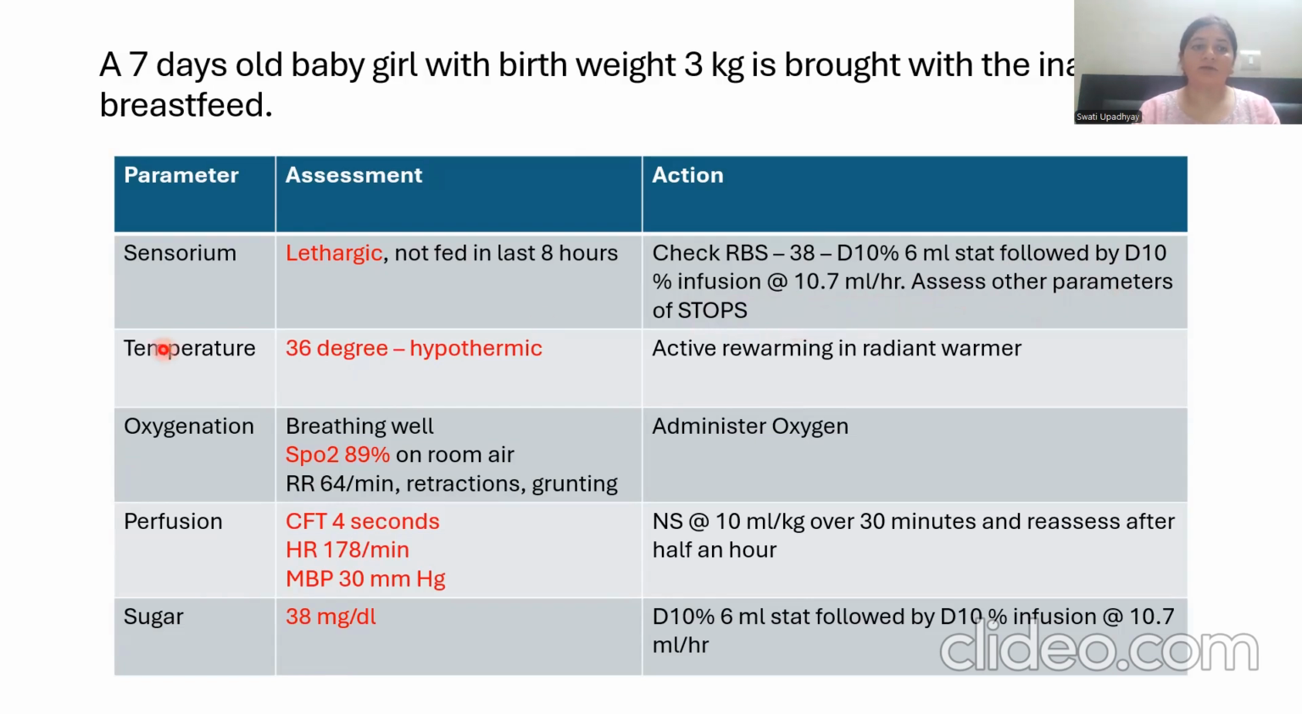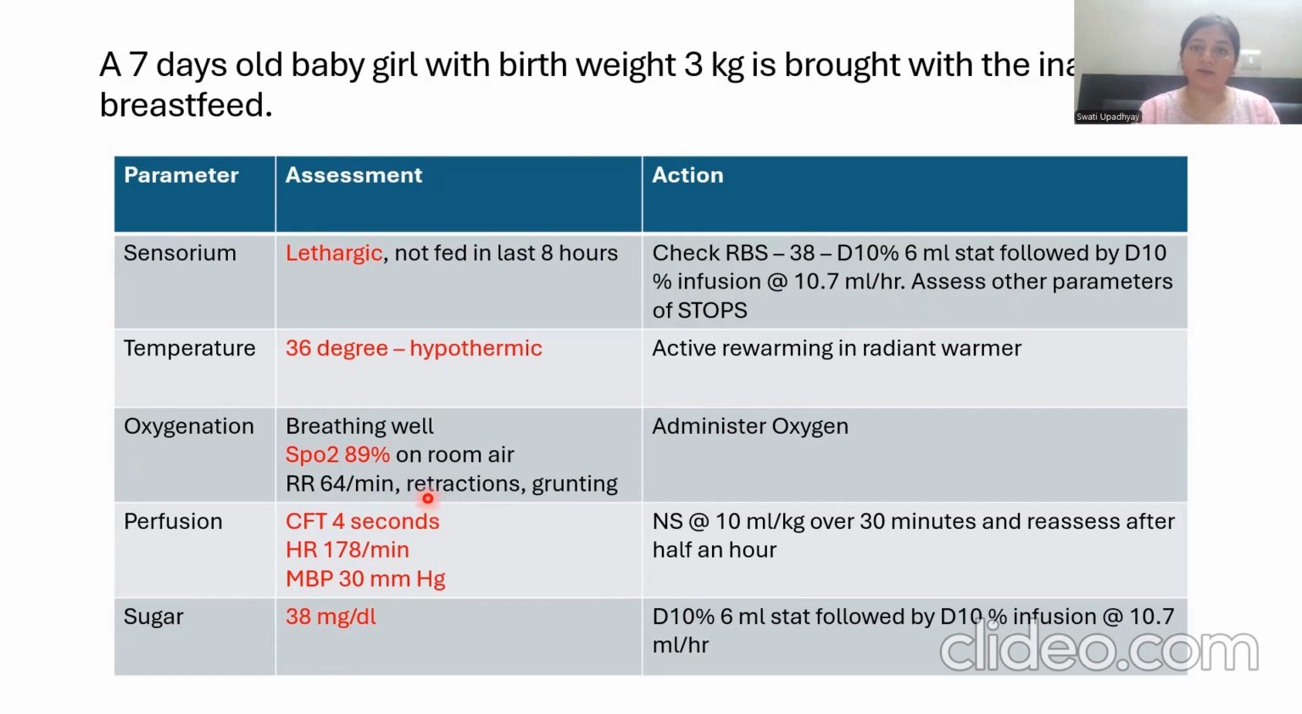Now temperature, the baby is having a temperature of 36 degrees Celsius. The baby is hypothermic. So do active rewarming in radiant warmer. Oxygenation, the baby is breathing well. SpO2 is 89% on room air. Respiratory rate is 64 per minute. There are no retractions or grunting. This is a mistake, I have written retractions, grunting. There are no retractions and no grunting. So administer oxygen.